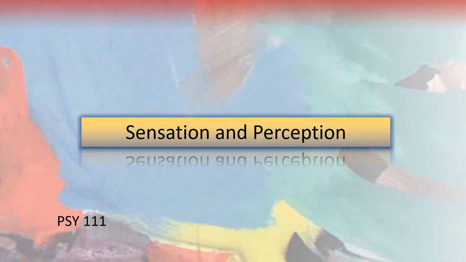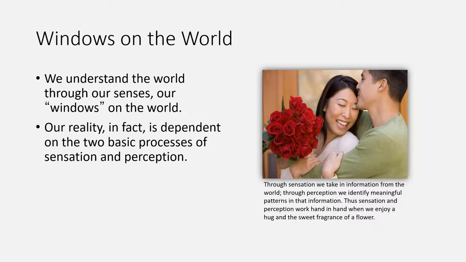The psychological approach to these processes involves understanding the physical structures and functions of the sense organs, as well as the brain's conversion of the information from these organs into experience. We understand our world through our senses, our windows on the world. Our reality, in fact, is dependent on the two basic processes of sensation and perception. A simple way to remember this is: sensation is gathering information. Perception is interpreting information.